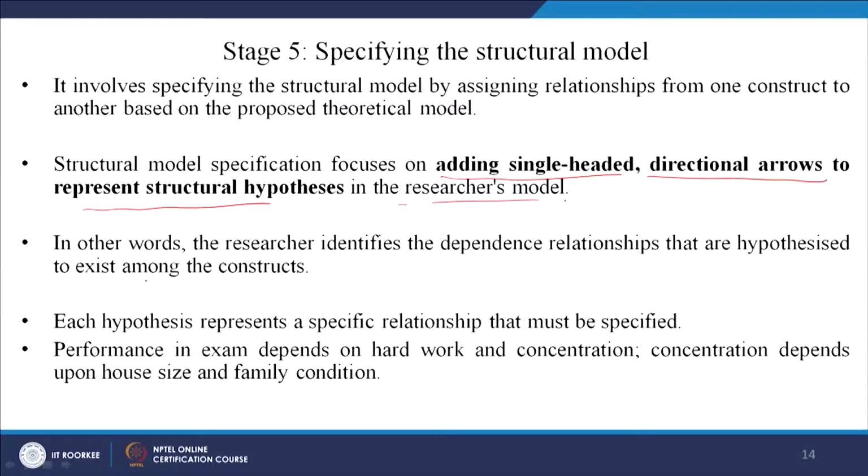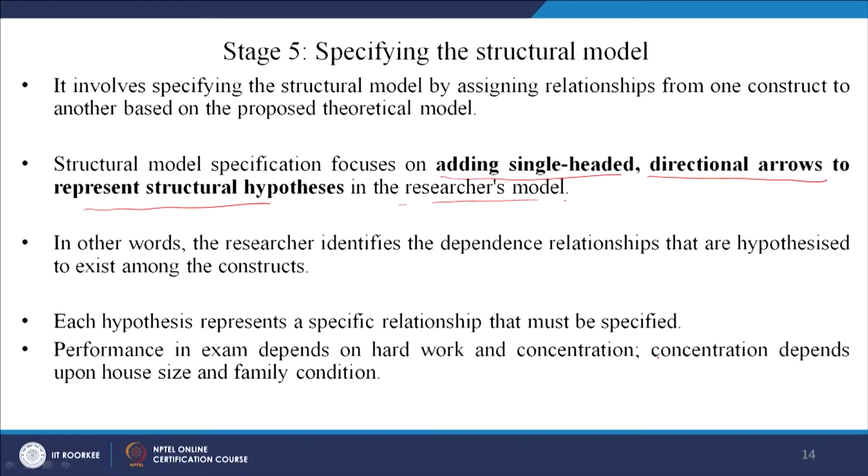In other words, the researcher identifies the dependence relationships that are hypothesized to exist among the constructs. Each hypothesis represents a specific relationship. For example, with A, B, C: A affects B is one hypothesis, B affects C is another hypothesis, A affects C is another hypothesis. So, you have a number of hypotheses. Performance in exam depends on hard work and concentration. This is the example.